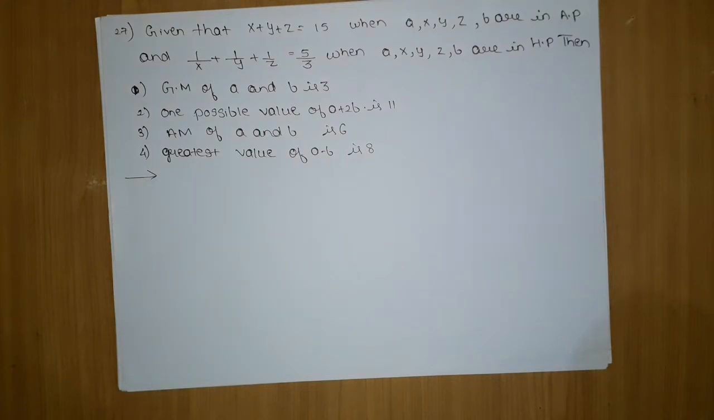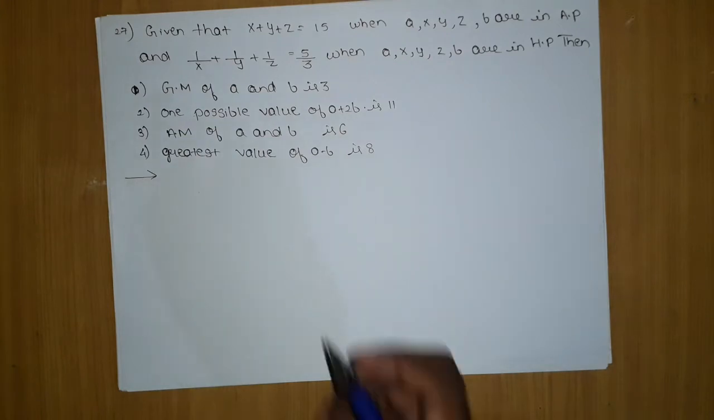One possible value of a plus 2b is 11. Third option, AM of a and b is 6. Greatest value of a minus b is 8. Okay, so we want to check for this. Okay, now just listen to this out.